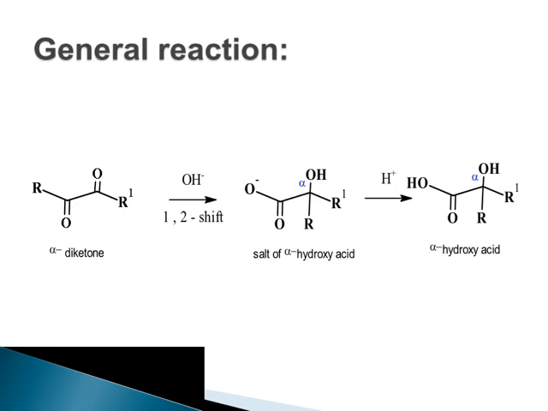So, this is the general reaction where we have alpha diketones which are treated with a base. It undergoes a 1,2 shift. There is migration of either this R group or R1 group depending upon migratory aptitude to generate the salt of alpha hydroxy acid, and this salt of alpha hydroxy acid then undergoes acidification to give the corresponding alpha hydroxy acid.